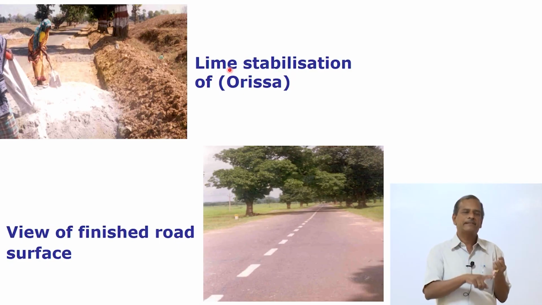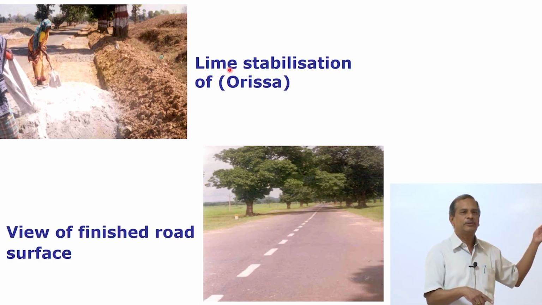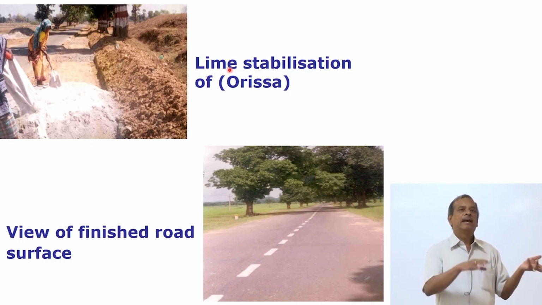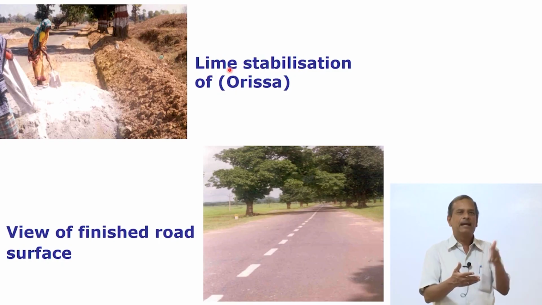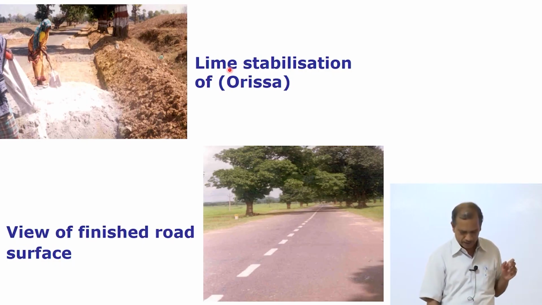So, you can use either industrial waste, or you can try to stabilize the subgrade soil using cement, using lime, using fly ash. You can also do a double stabilization, lime and cement. Lime, cement, fly ash. Any of the combinations can be tried to improve the properties of subgrade soil.